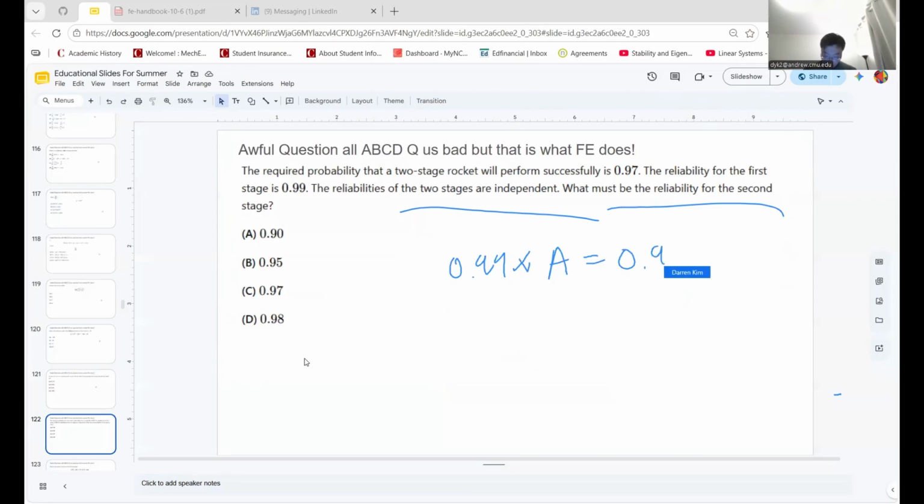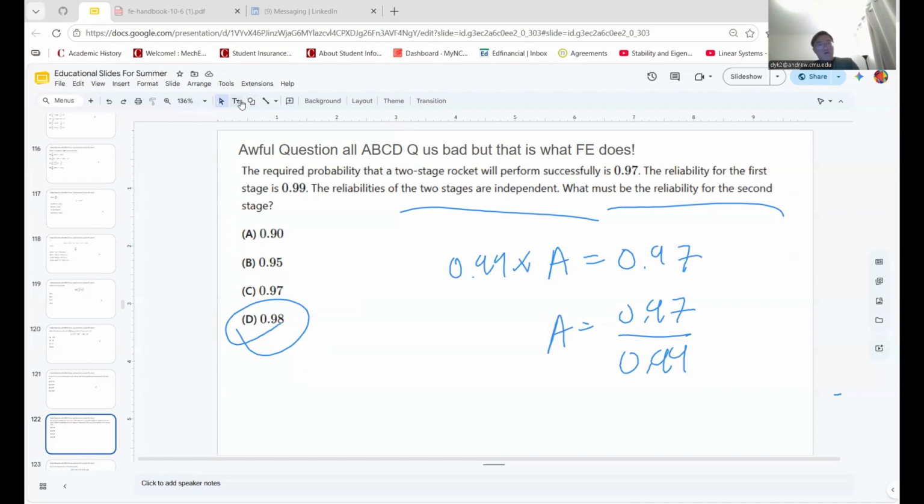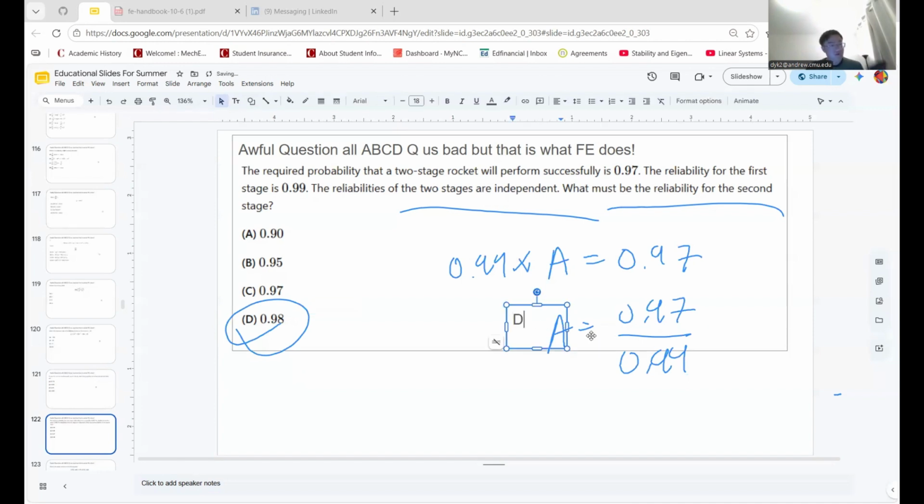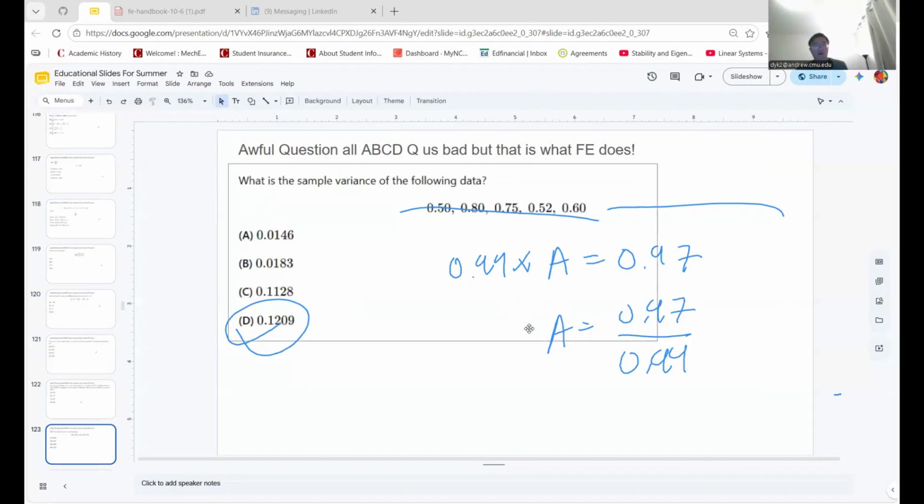Okay, so this is what's happening. A equals 0.97 divided by 0.99. Over here, you see that's 0.9777, which is rounded up to 0.978. So it is D, because if you don't know, it's 0.979, which rounds up to 8. Okay, all right.